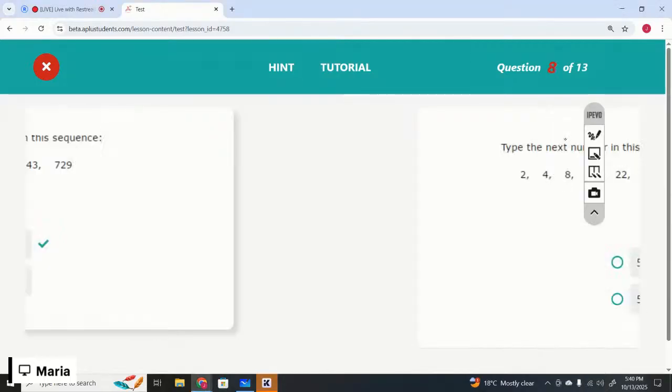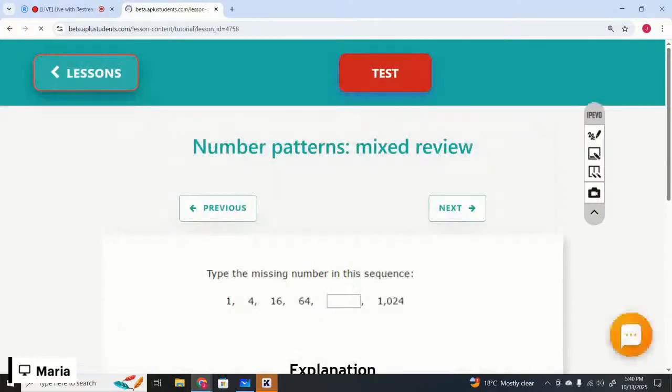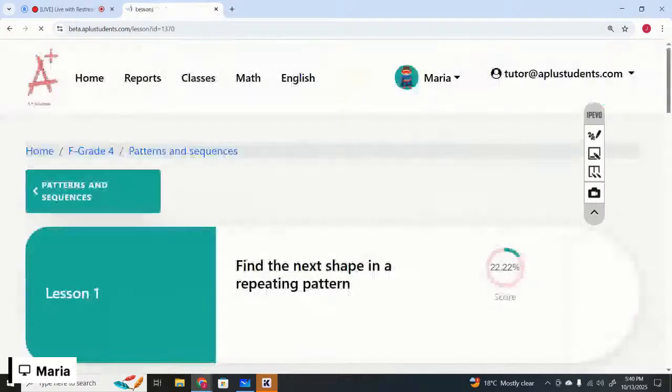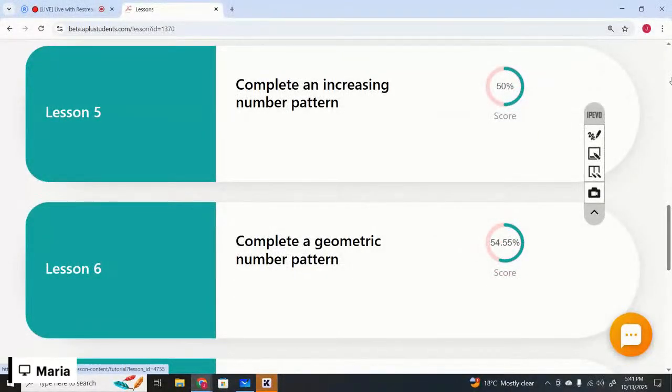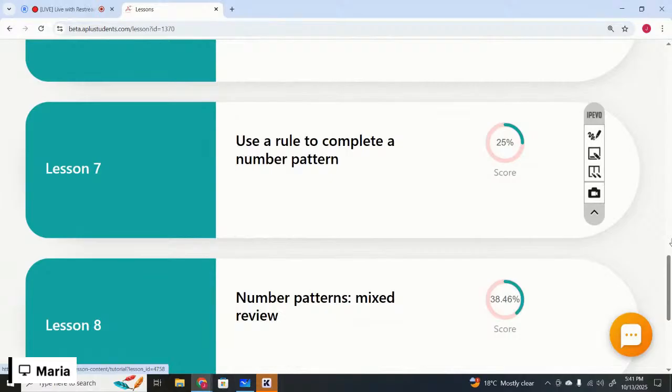Okay, you can complete the lesson by yourself later today. So we were working on grade 4 math. The chapter we were working on is patterns and sequences. The lessons we have covered today are complete and increasing geometric number pattern, use a rule to complete a number pattern, and the number patterns mixed review.